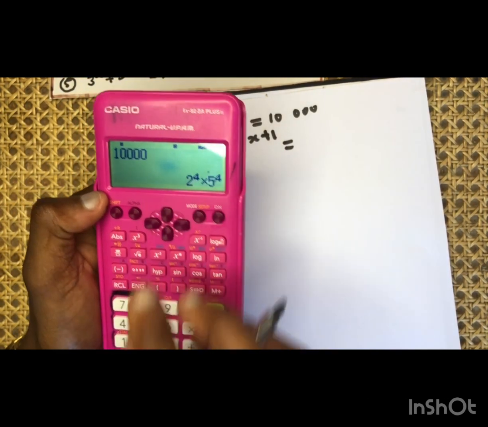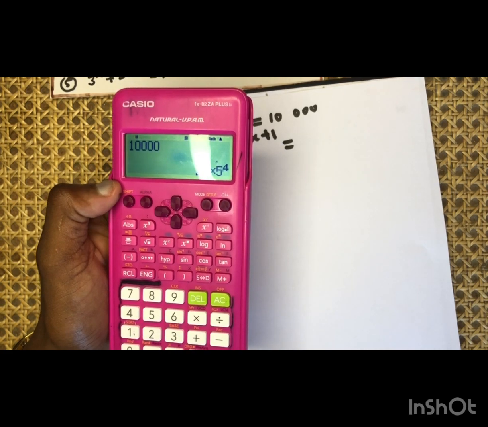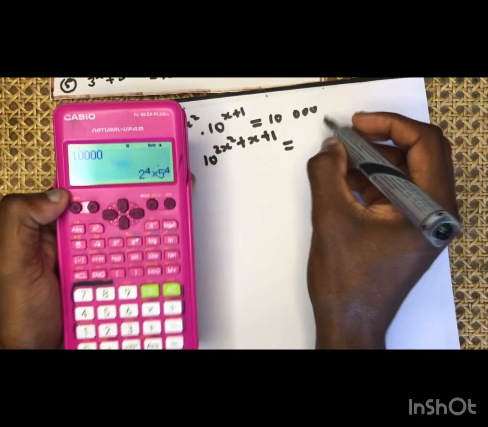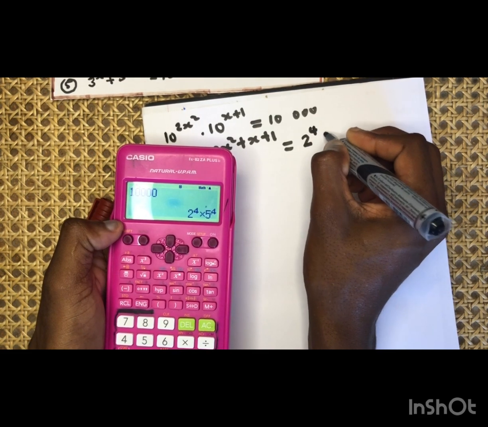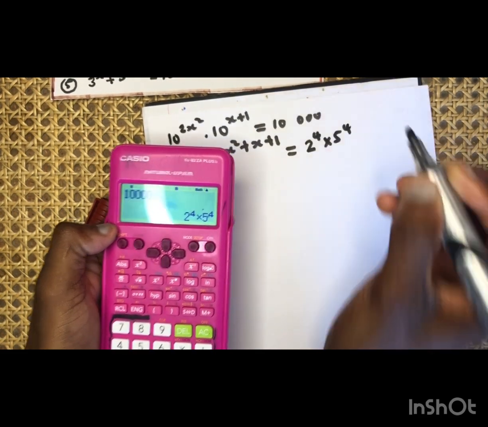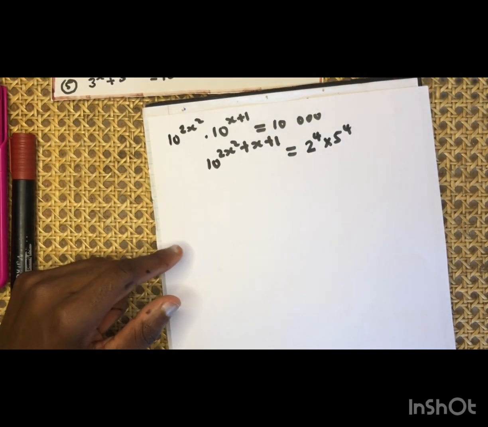Can you see that we get what? 2 to the power 4 times 5 to the power 4. Okay, let's write them as it is. You will see the magic. This is 2 to the power 4 times 5 to the power 4. Right. I hope you are with me, guys. You are with me.